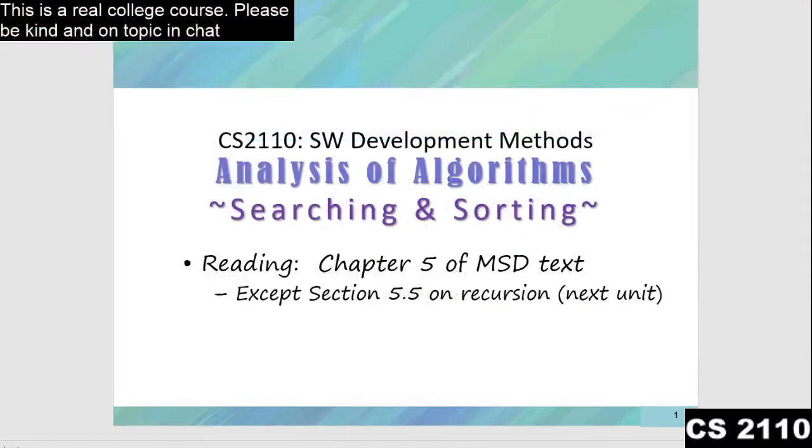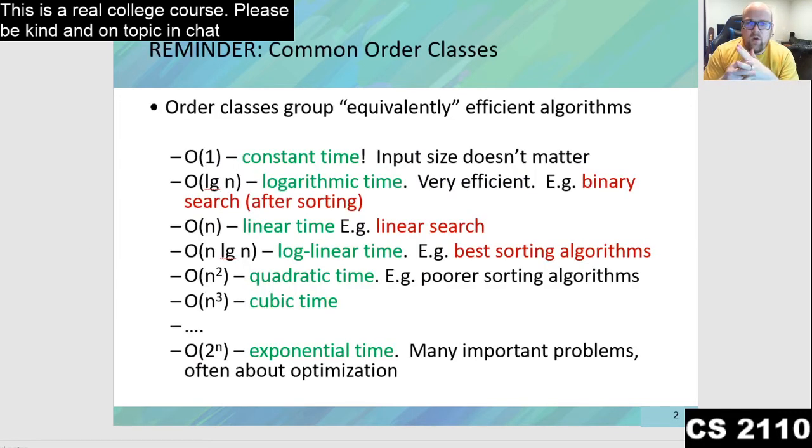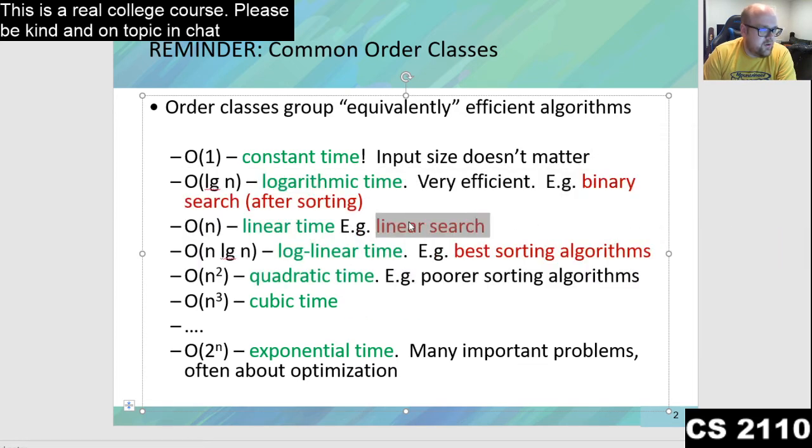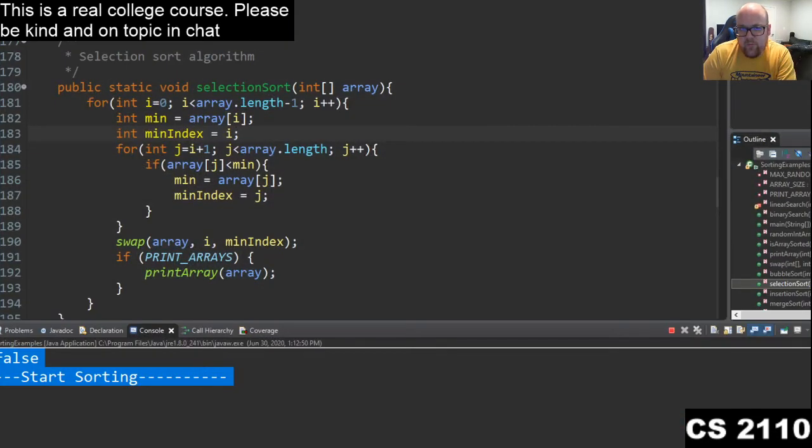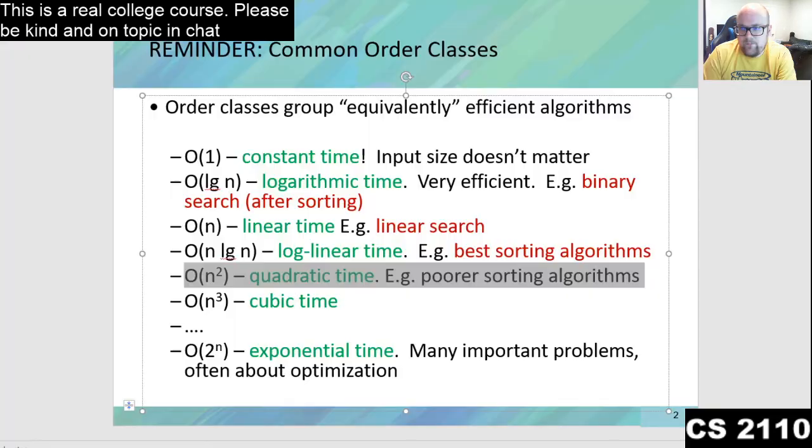So, turn my webcam back on. So here we go. Again, just a reminder, these are the common order complexities. We're going to be talking about primarily these four. We're going to talk about a binary search, a linear search. We're not going to get to the best sorting algorithms today, but we are going to talk about the quadratic time algorithms, like this one that still isn't done yet.